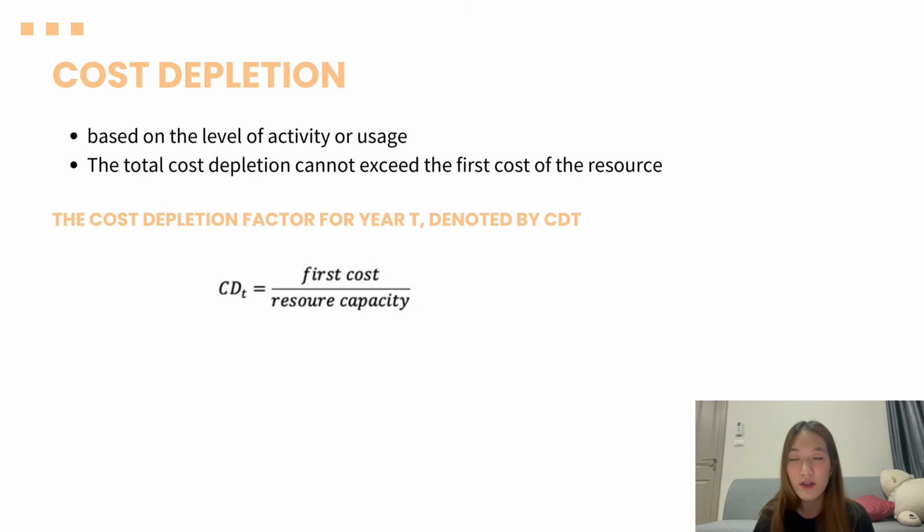Depreciation of resources, cost depreciation, also known as factor depreciation, is based on the degree of activity or utilization rather than time. As with depreciation, most forms of natural resources can be subjected to cost depreciation, and timber production is no exception. The cost depreciation factor, or CDT, for year T is the ratio of the resources' initial cost to the expected number of units recoverable. And you can see from the slide, the formula is given below. And from this formula, you have to know that the total cost depreciation cannot exceed the first cost of the resource.